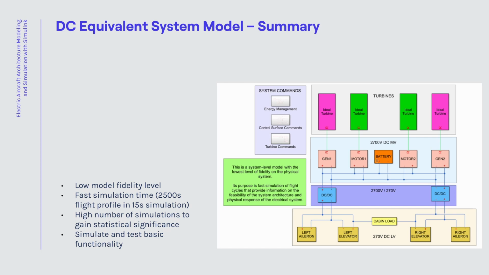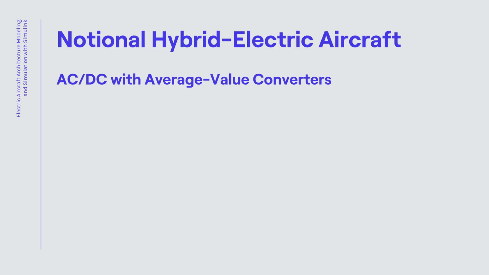Because of the fast simulation, you are in a position where you can run thousands or even tens of thousands of simulations in order to gain statistical significance over wide operational envelopes. Moving on, we will discuss a model of the notional hybrid electric aircraft that contains AC and DC components, and it uses average value power converters.